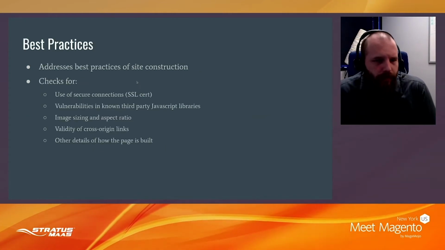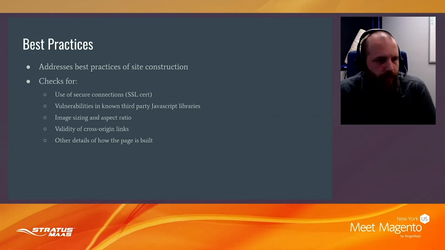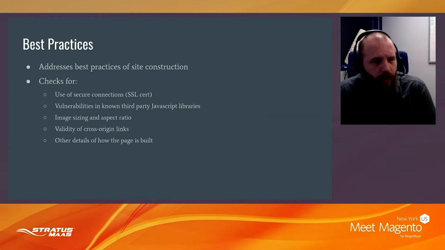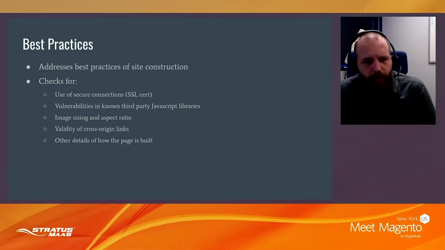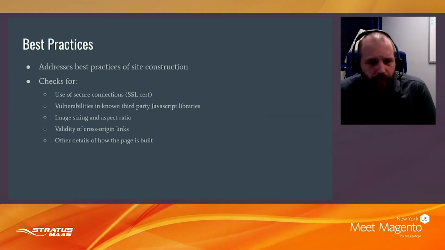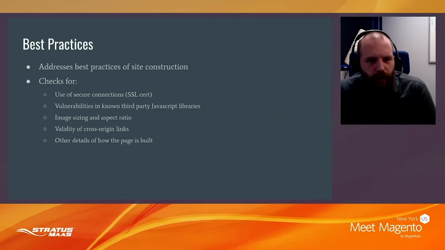Best practices covers areas like checking whether you have an SSL cert, so whether you're under HTTPS and not just HTTP for the page that you're scoring for, different vulnerabilities within third-party JavaScript libraries, sizing and aspect ratio of images. So if you're downloading images and say they're 2000 pixels by 2000 pixels, but you're only rendering it on the screen at 100 pixels by 100 pixels, that's not really the best practice.